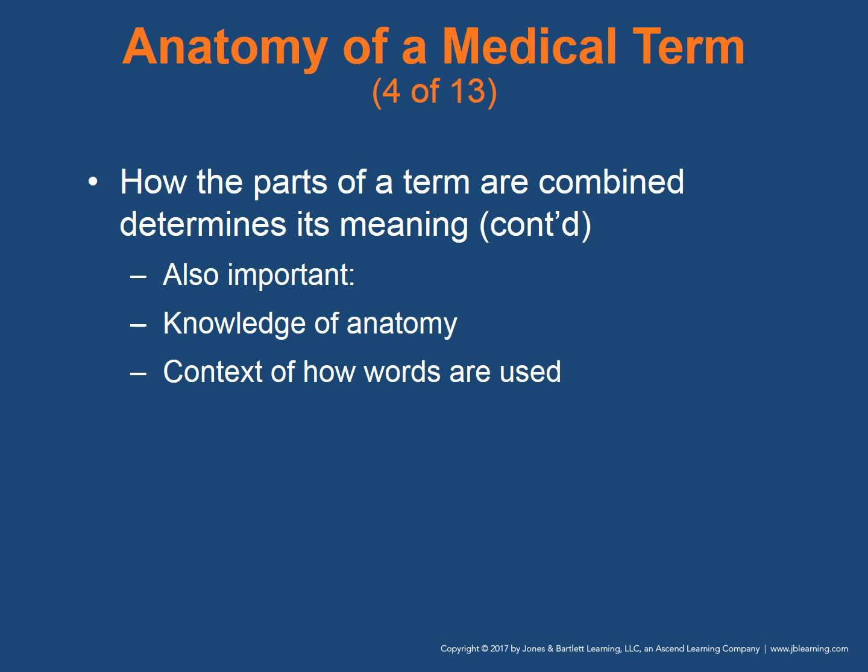So how these terms are combined is also important. We need to have a good knowledge of the anatomy, and then the context of how the words are used. This is definitely important when we start talking about directional terms, which are super important. We'll go over those in just a second, but there's the difference between medial and lateral, which relate to the imaginary midline that goes to the center of the body, and then we have proximal and distal, which are terms that relate to how close something is to the trunk of the body.